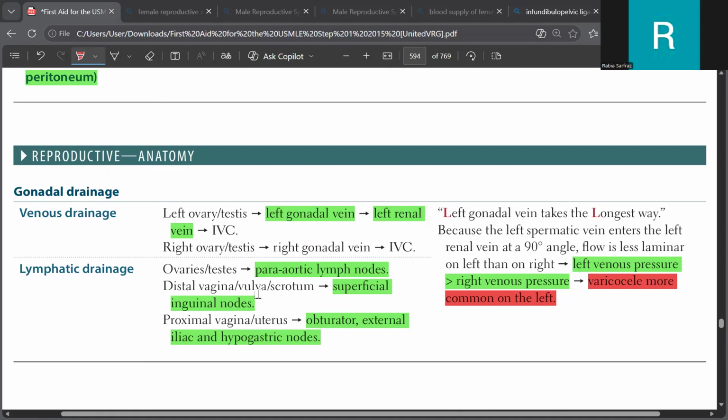And again, ovaries and testes drain into periaortic lymph nodes, and distal vagina into superficial inguinal lymph nodes, and proximal vagina and uterus into obturator, external iliac, and hypogastric nodes.